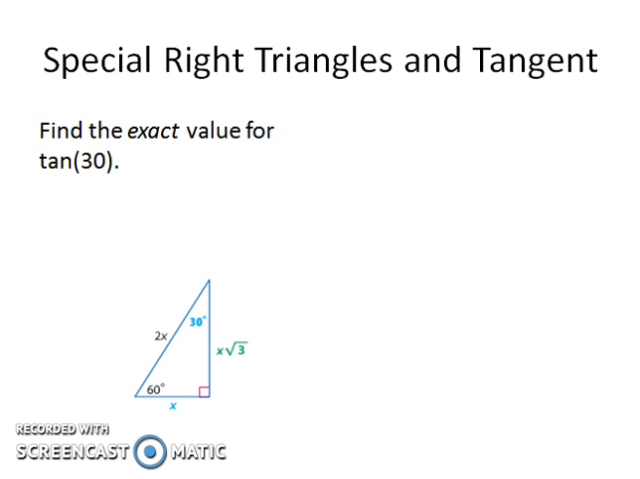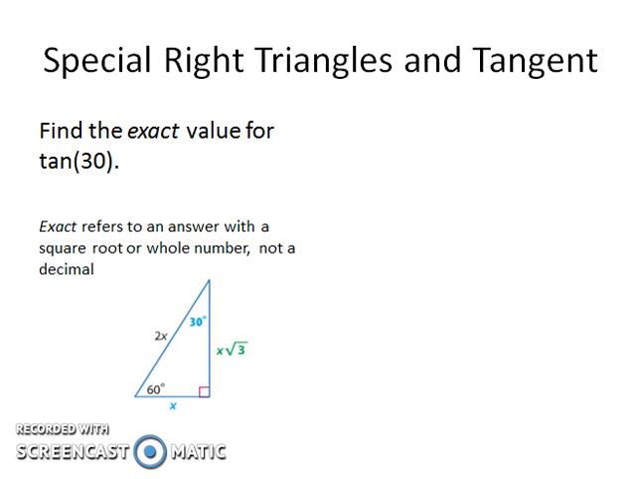This is a little extension and connection back to the topic that we just talked about, special right triangles. We're going to find the exact value for tangent of 30 degrees using the picture that you have there. The exact refers to an answer with a square root or a whole number. It's not a decimal. So we want the most simplified version of the answer.